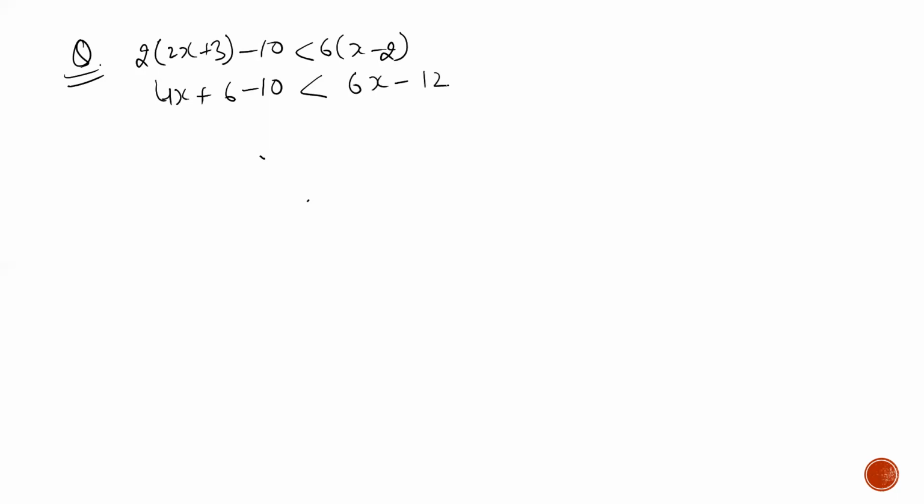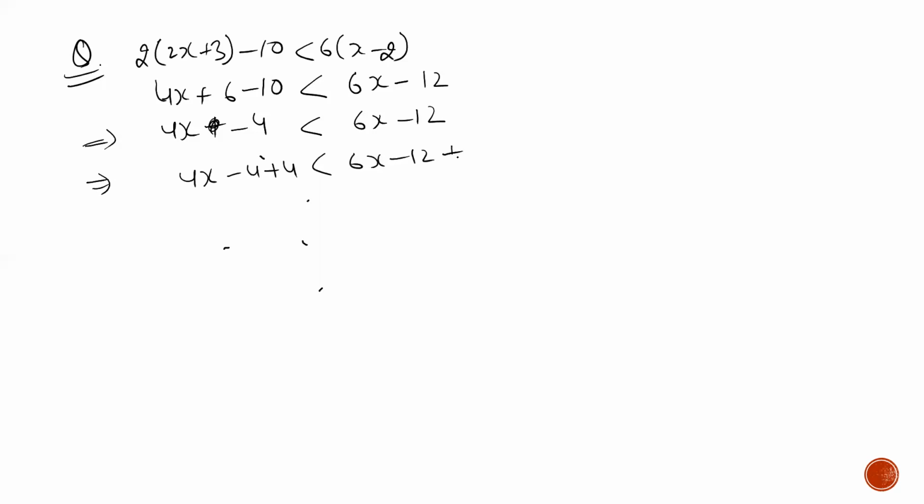Here we've not done anything special, just solving the left side separately, right side separately. Now we need to find the value of x. So how will we do that? Let's quickly solve. 6 minus 10 is minus 4, so minus 4 plus 4x less than 6x minus 12. Now we need to eliminate this 4 and 12, and of course find the value of x. So how will you solve it? Adding 4 to both sides, what do we get? 4x minus 4 plus 4 less than 6x minus 12 plus 4.